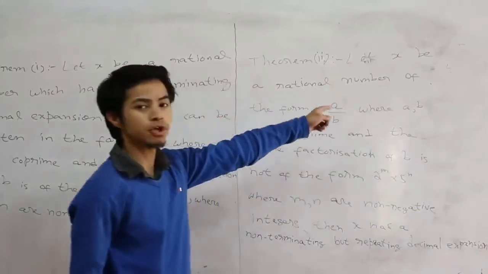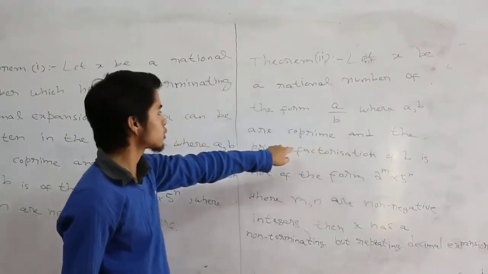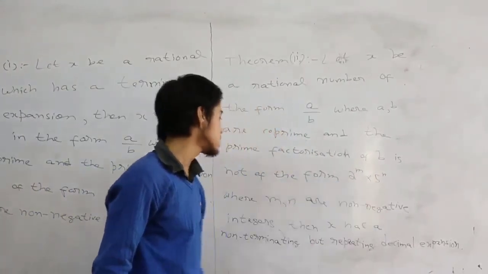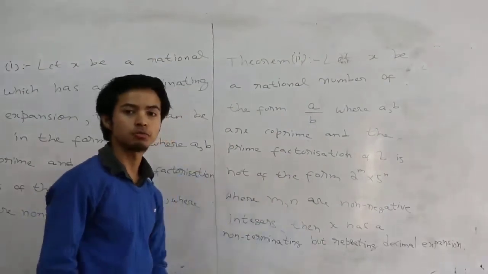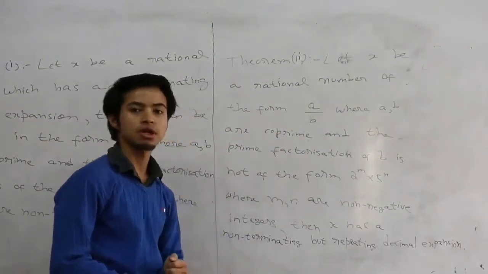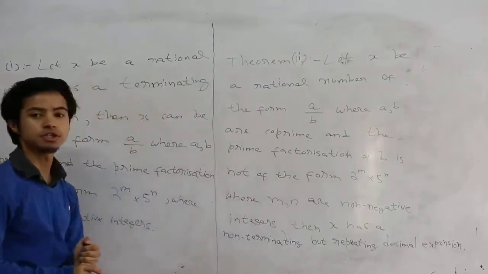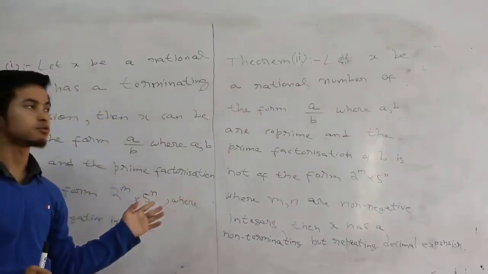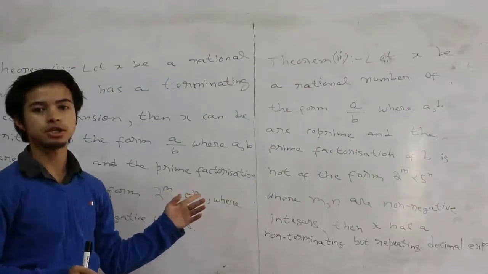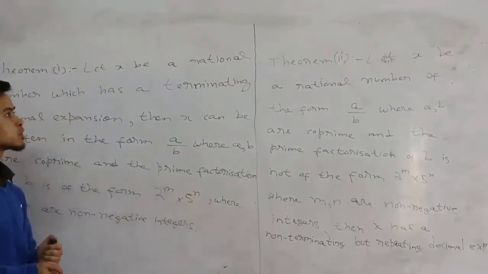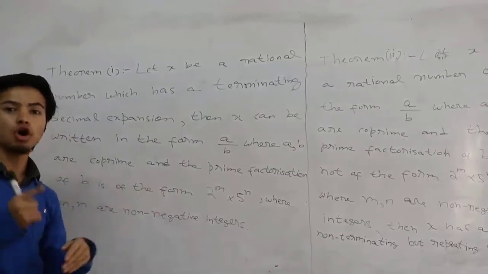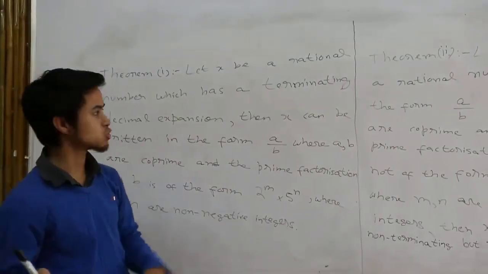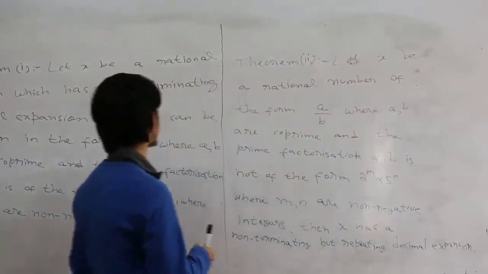So this theorem says that if we have a rational number of this form, where a comma b are co-prime and the prime factorization of b is not of the form 2 to the power m into 5 to the power n, then this rational number will have a non-terminating but repeating decimal expansion. Because we have to remember that there are two definitions of rational numbers. The first definition is that rational numbers are those numbers which are of the form p by q, where p and q are integers and q is non-zero. And the other definition is that those numbers which have a terminating or non-terminating but repeating decimal expansion are also rational numbers. Alright, so this theorem helps us to classify rational numbers.